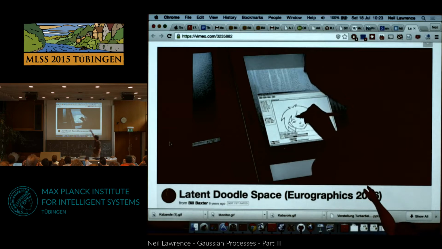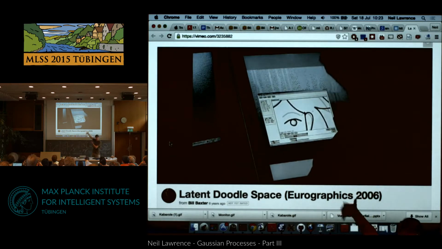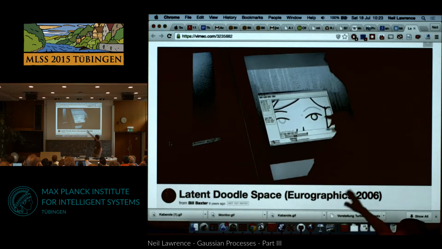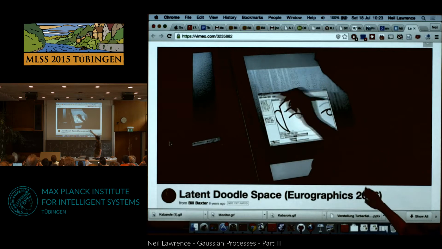So Bill was in Japan. He downloaded my original GPLVM code in C++ and fixed a load of bugs and gave it back to me. So that's another good reason to put your code online. And then he did this stuff with it.